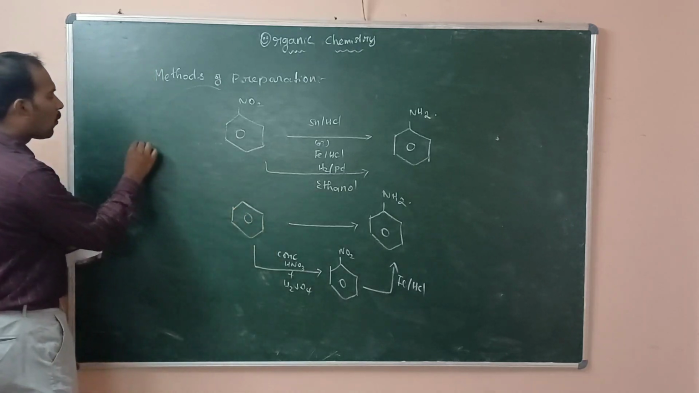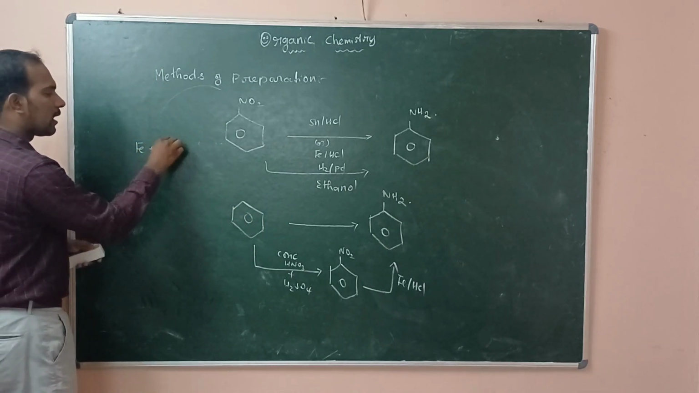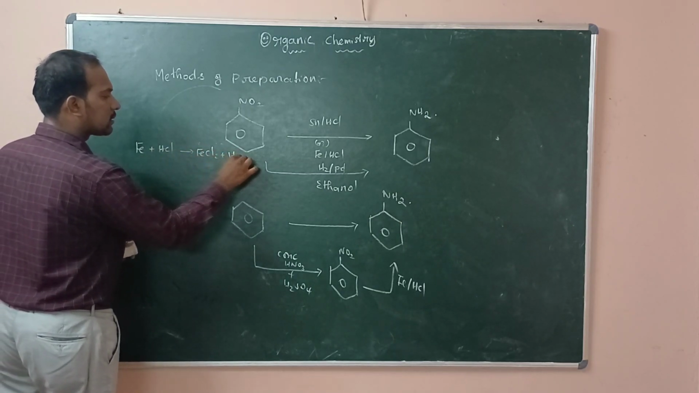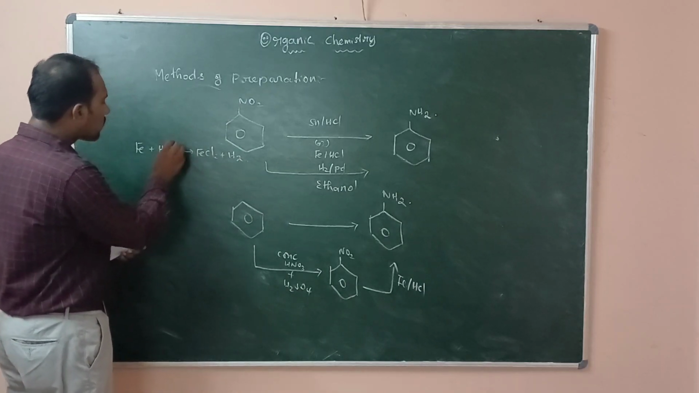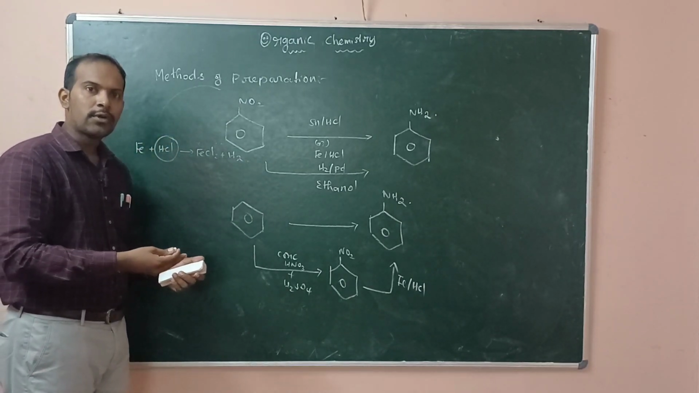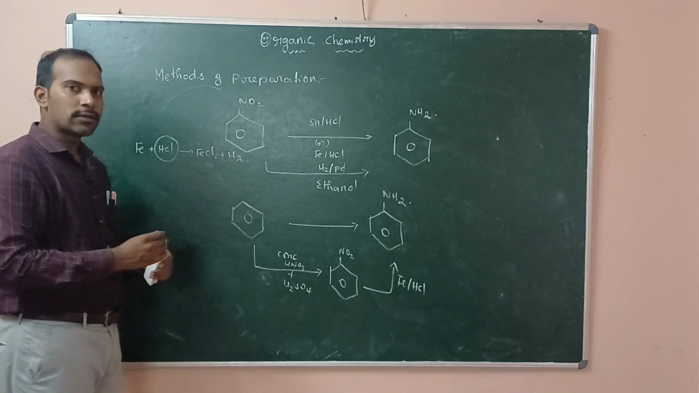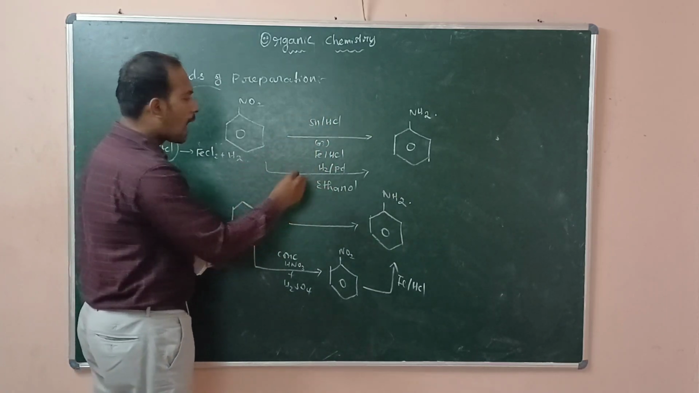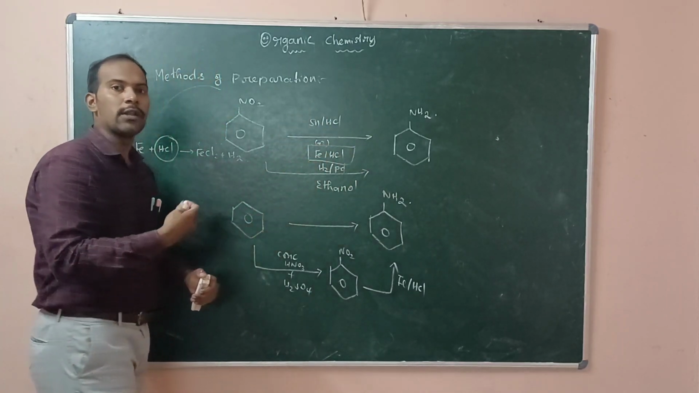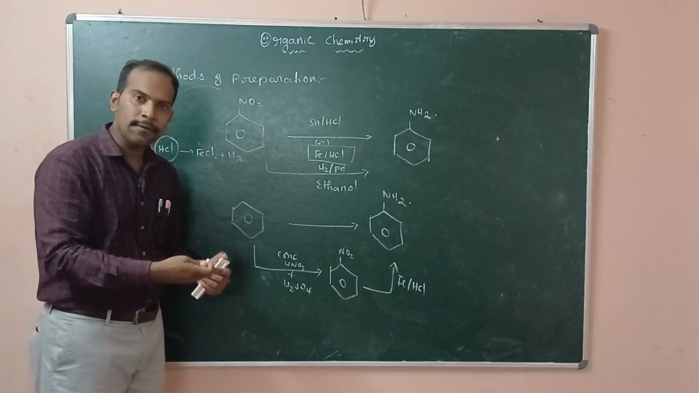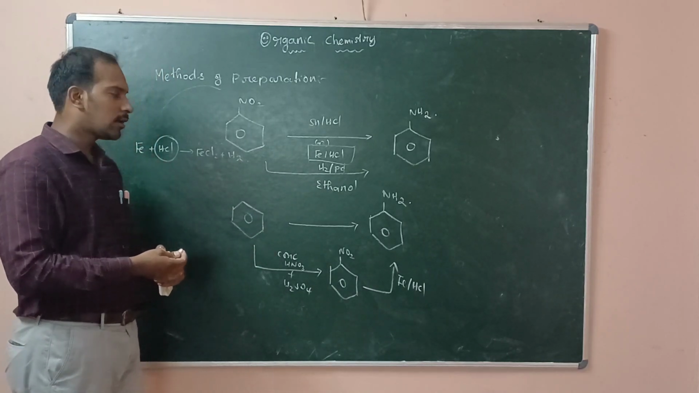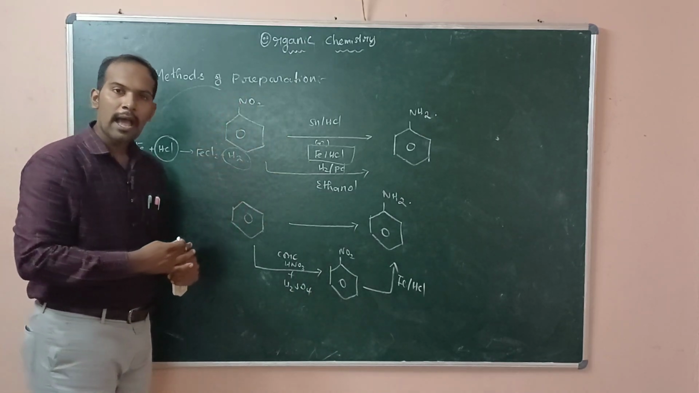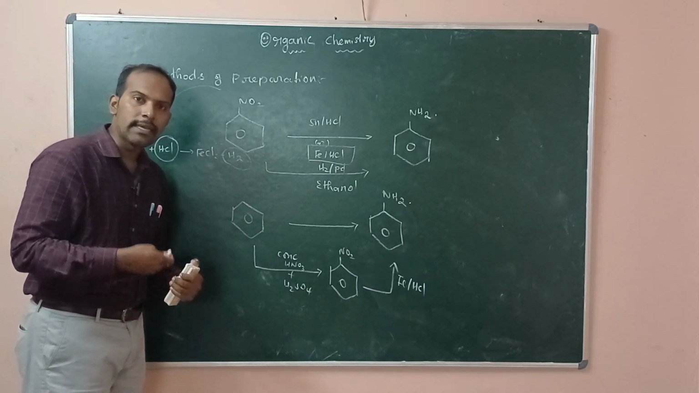For example, why? Because iron reacts with HCl and forms FeCl2 plus hydrogen. A small amount of HCl is enough to initiate the reaction. This point is mentioned in the NCERT textbook. So out of these three reagents, iron and HCl is used as a good reducing agent because a small amount of HCl is enough to initiate this reaction. Why? Because it generates hydrogen gas, and that hydrogen can be added, so it acts as a reducing agent.